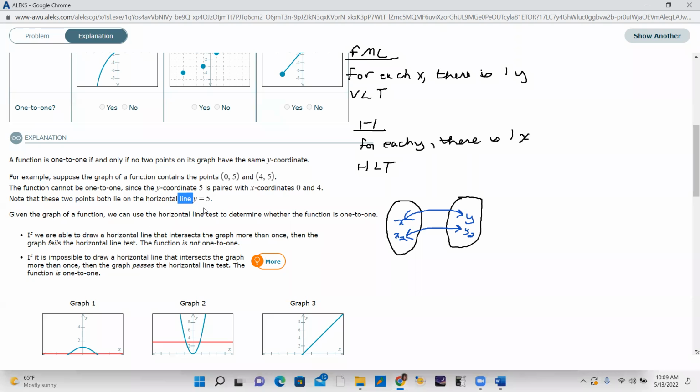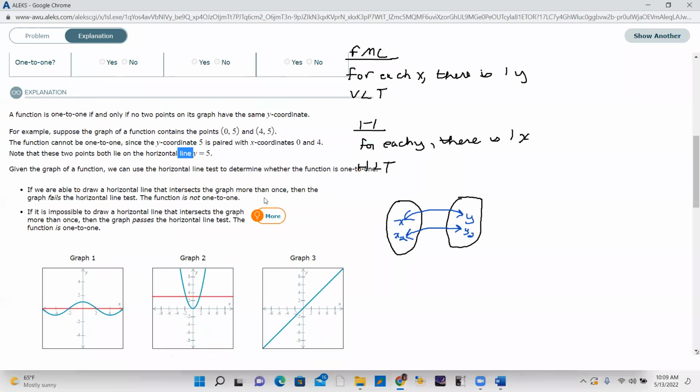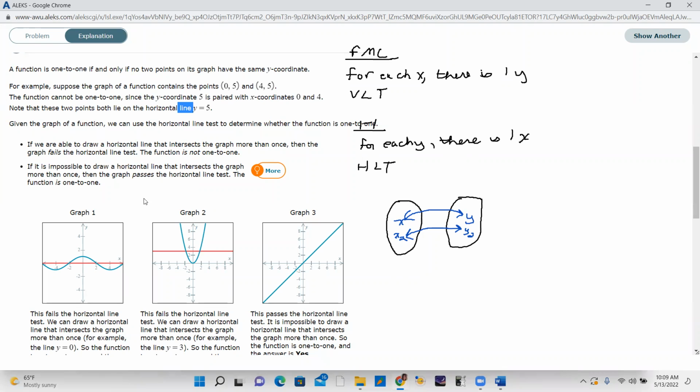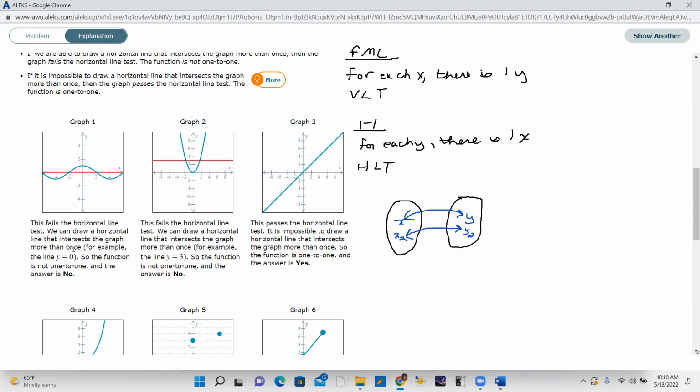And so we can use a horizontal line test to see if a function is 1-to-1. The horizontal line test, much like the vertical line test, says the line can only cross once for it to be 1-to-1. Like here, notice this horizontal line has already crossed 4 times. So this fails the horizontal line test. And same thing here. This parabola, horizontal lines cross more than once. So this function is not 1-to-1.